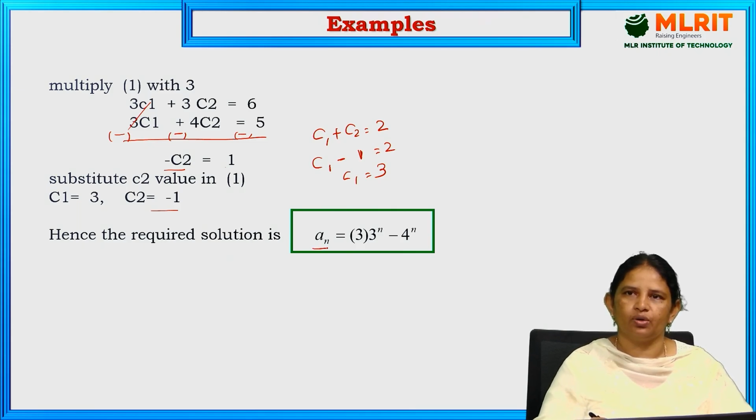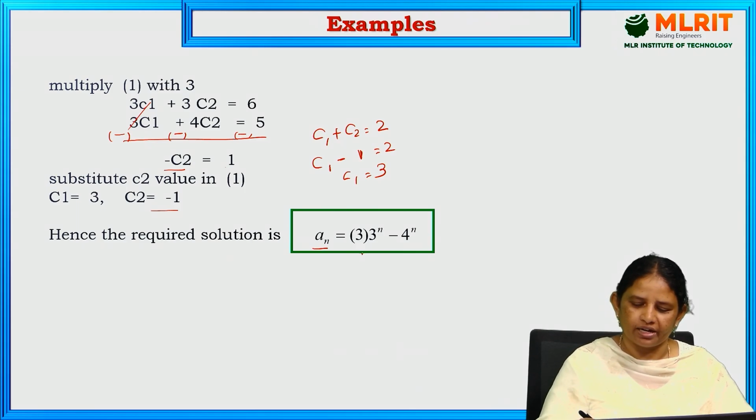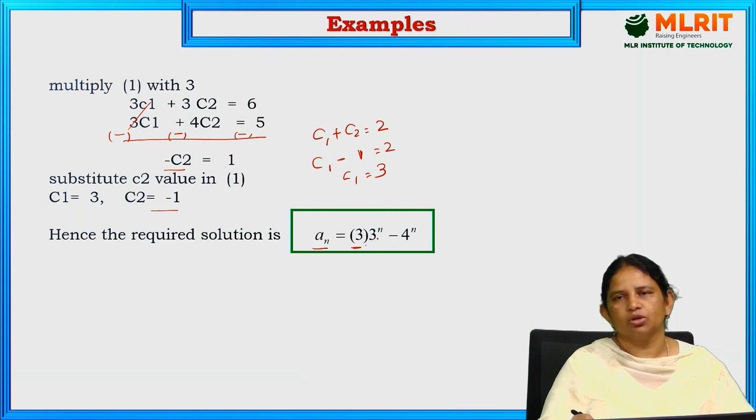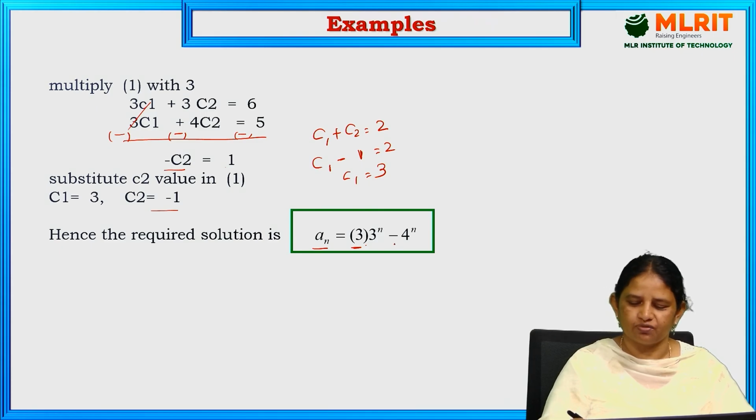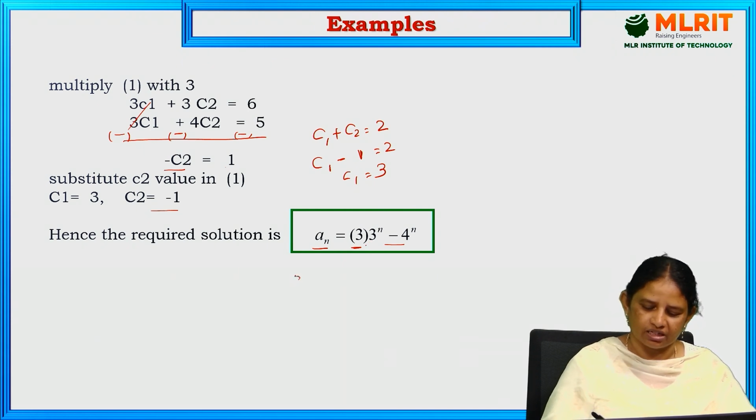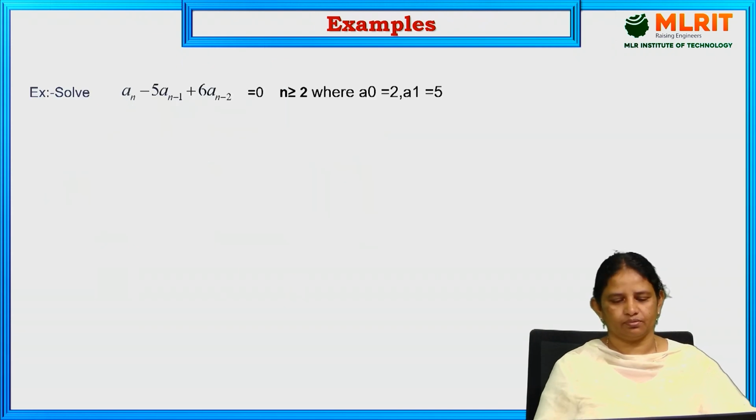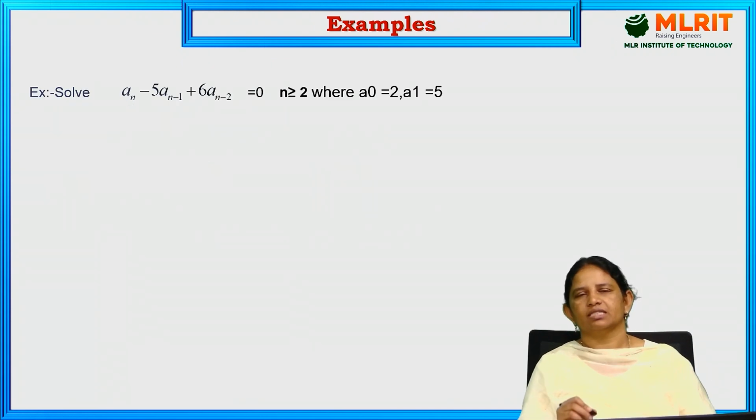An equal to c1 into 3 power n. What is c1? 3 into 3 power n, and c2 into 4 power n. c2 is minus 1 into 4 power n, so we get 4 power n as the solution for the recurrence relation. That is the solution. Now consider the second example.